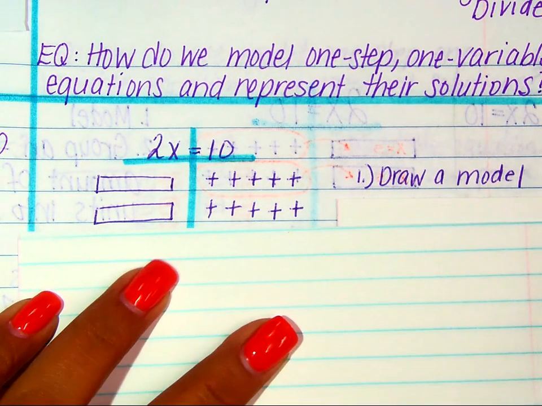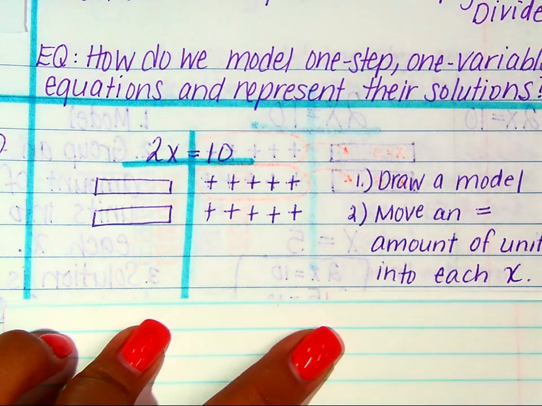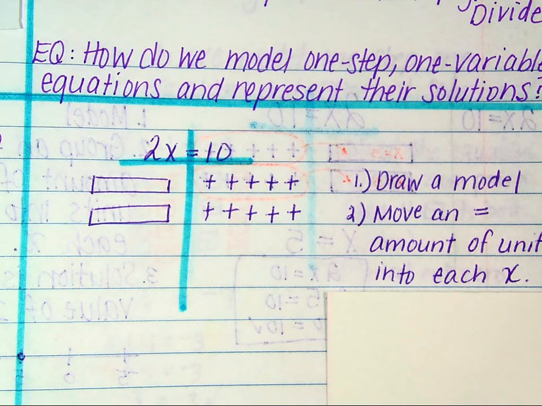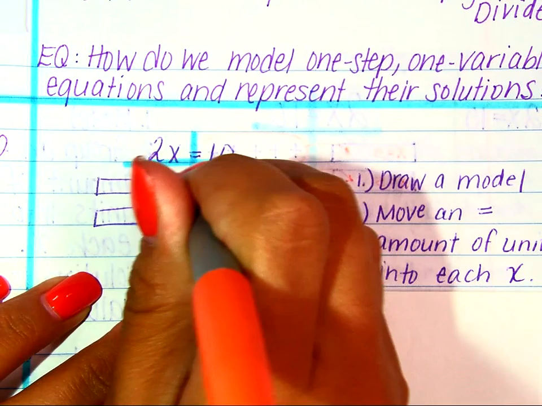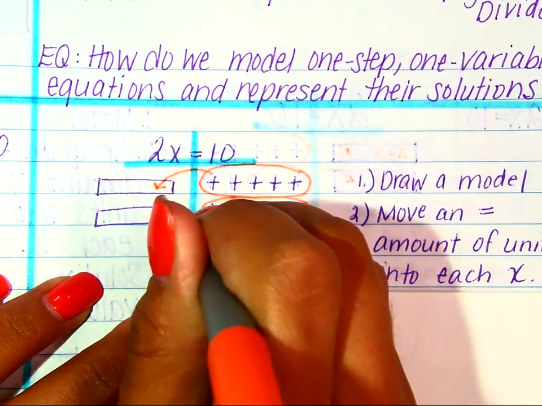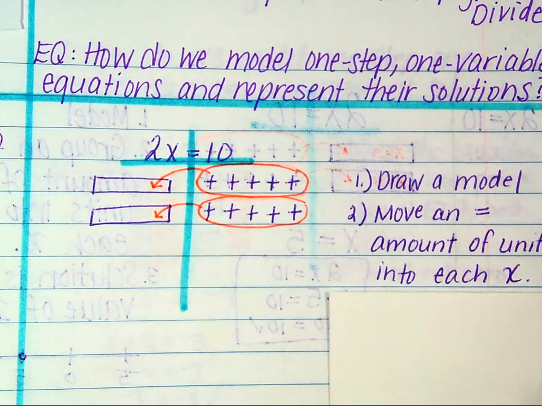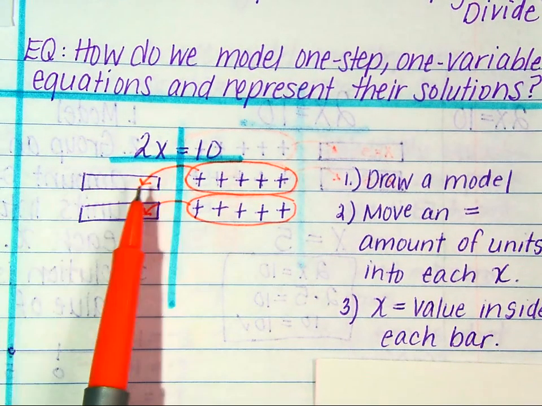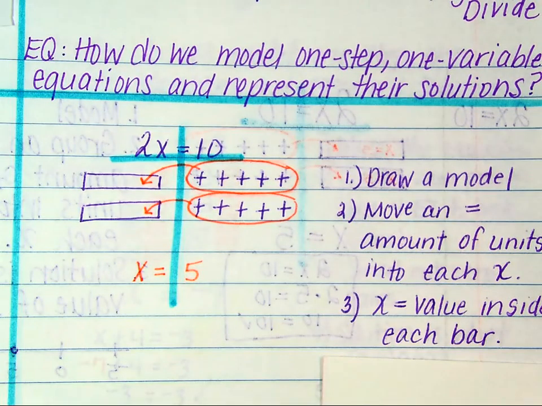Okay. Step 2 says we're going to move an equal amount of units into each x bar. And so to show that, I'm just going to group these 5 here, and I'm going to be placing them inside, or showing that they would be placed inside each x bar. The value is what remains in one x bar. So we're looking at x equals 5 positives.